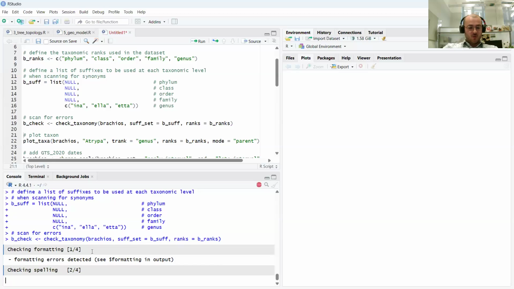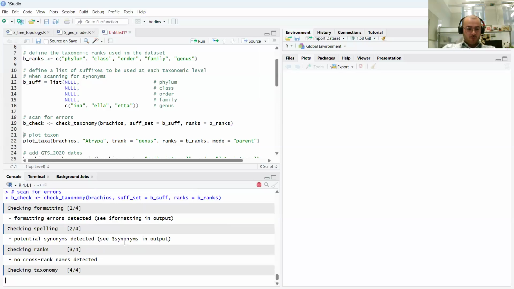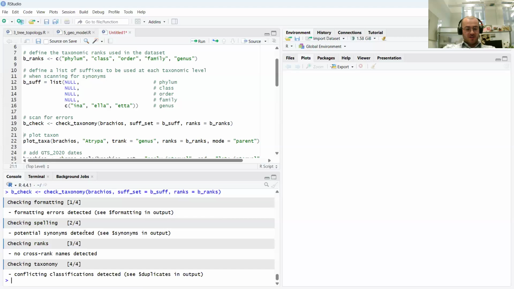So it'll run this four-step cleaning process. It will check for our formatting errors. It will check for our spelling variations. It will check to see whether taxonomic names are discrete to their supposed rank. So we don't have a genus name being reused at family level, say, something which could very easily slip into a hand-compiled data set, for example. And finally, it will check if our taxonomic classifications are consistent throughout the data set.